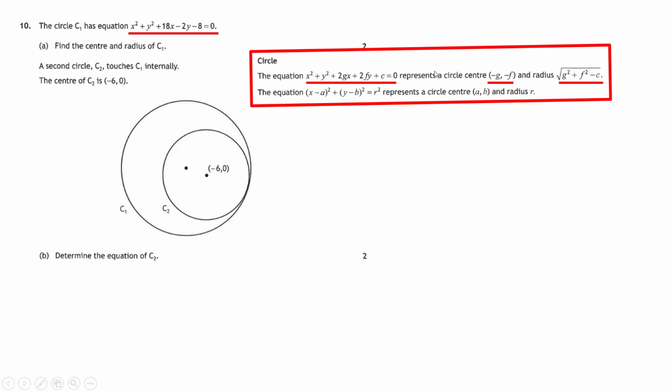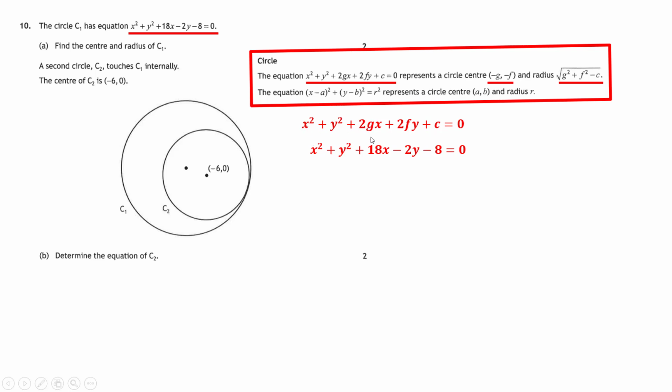So all we need to do is find g, f, and c. So we do it like this. There's the general form we use. This is the equation we've got in the question. We just compare them term by term.